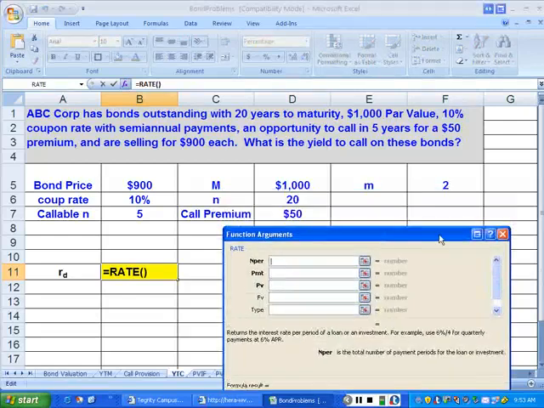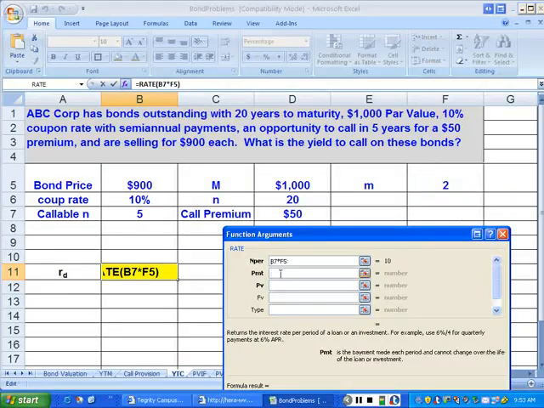Now, how many periods are there? Well, again, what we're dealing with is 5 years to call times 2 periods per year, so 10 of these. So even though the bond lasts for 20 years potentially, we're going to price it and see what the market is saying about it with respect to call. So that bond price is assuming that that call is going to happen.